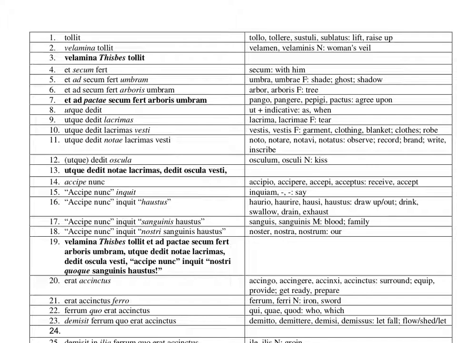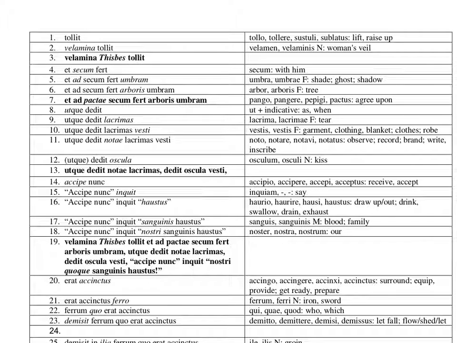Number 5, et ad se confert umbram. Go ahead, Frank. And he brings it with him to the shadow, to the shade. And look, there's Ovid doing that again, where he puts a bunch of stuff between the preposition and its object. That's a dirty pool, Ovid. But you can handle it.